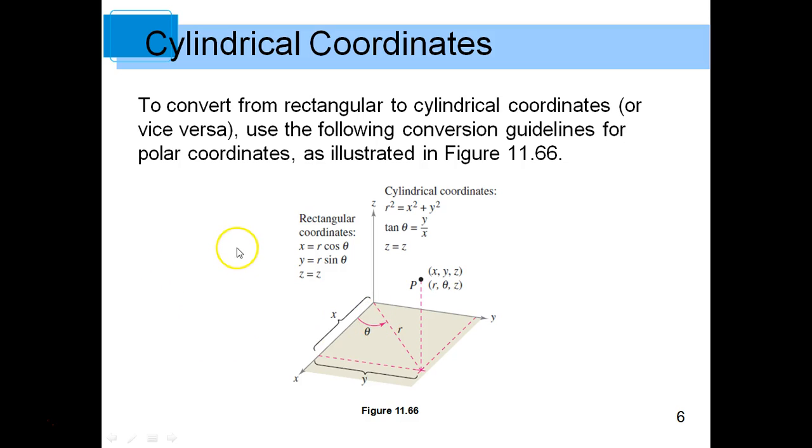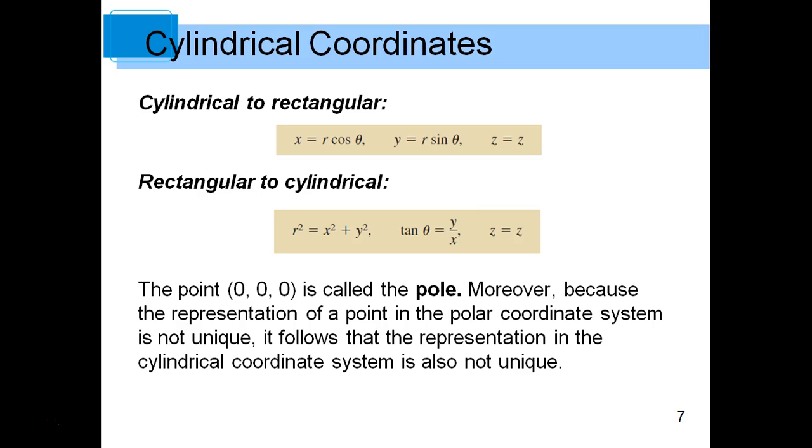Since we're talking about polar, I'll have x equal to r cos theta, y equal to r sin theta. Z will not need a conversion. It will just be the z value. We'll also still be able to talk about r squared equaling x squared plus y squared, and of course tan of theta being y over x. (0, 0, 0) is our pole now that we're in 3D space.